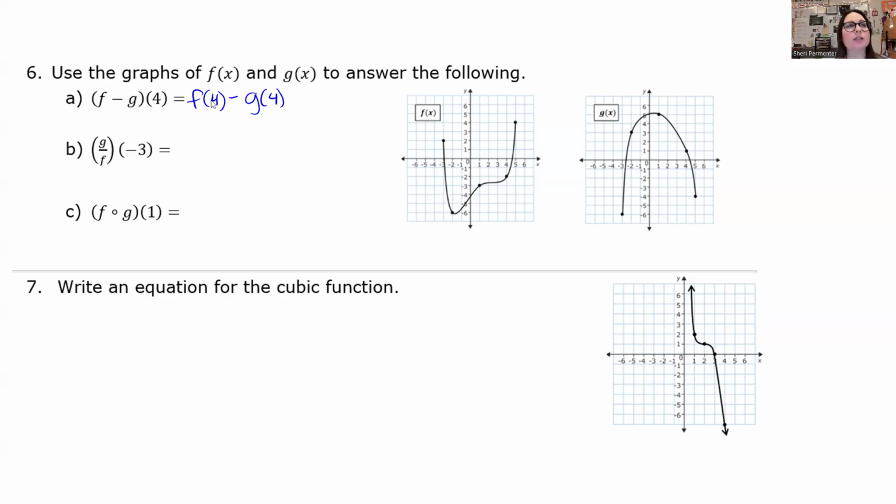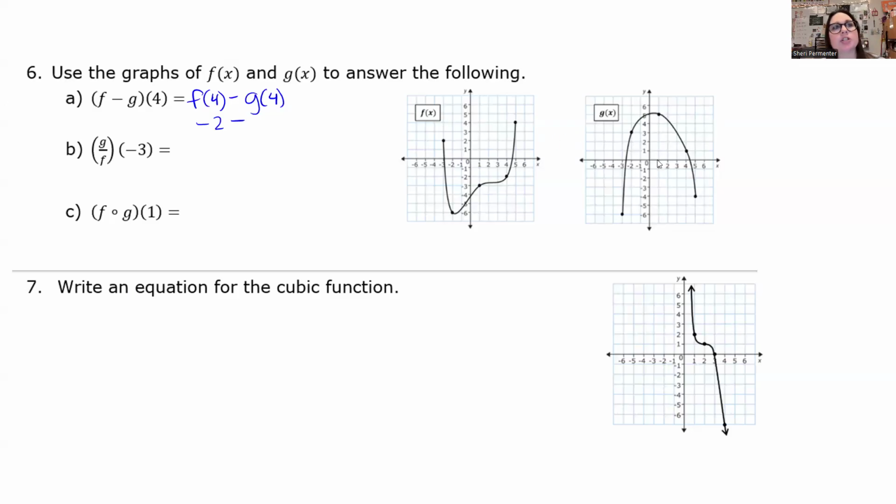So the first part, f of 4. This is my f graph. I know it's my f graph because it says f right there. So on the f graph, I'm going to go over to 4 and I'm going to find where the graph lives. It lives down here at -2. So this turns into -2 minus g of 4.